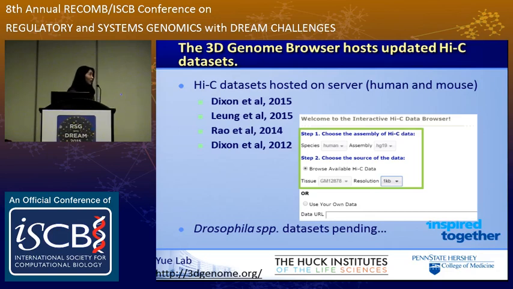To start with, our 3D Genome Browser hosts updated Hi-C datasets. We have the most comprehensive sets of data compared to the alternatives, especially the Rao et al. one, which has the coveted 1 KB resolution GM cell line Hi-C dataset. We're also excited to add Drosophila species datasets from Victor Corces's lab, as well as potential zebrafish datasets. So it's no longer just a mammalian genome browser, and we're really excited for the next milestone.